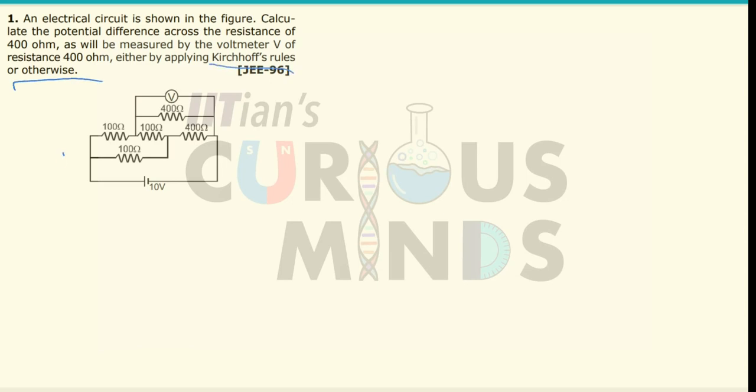Let this point be A, let this point be B, let this point be C, and let this point be D. Let me rearrange the same sum in a different shape. So this is the initial wire, this is A, this is B, this is C, and let this point over here be D.